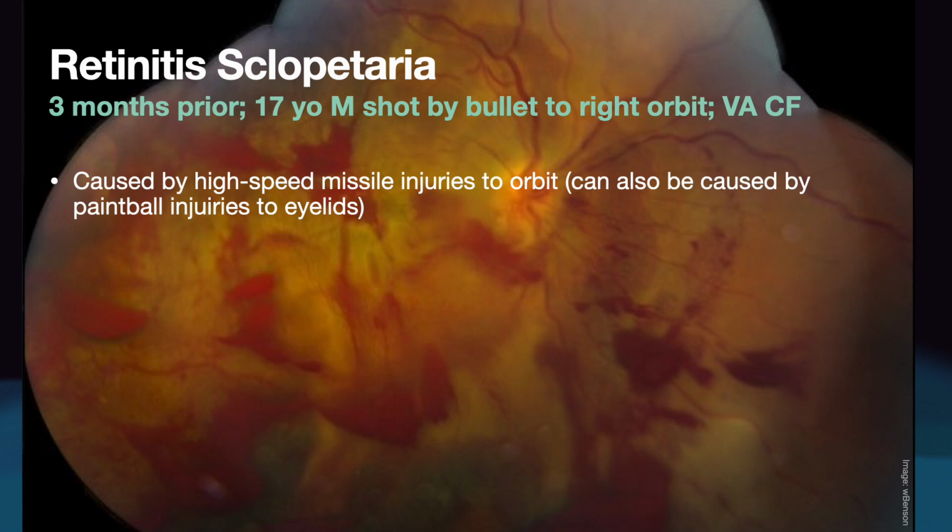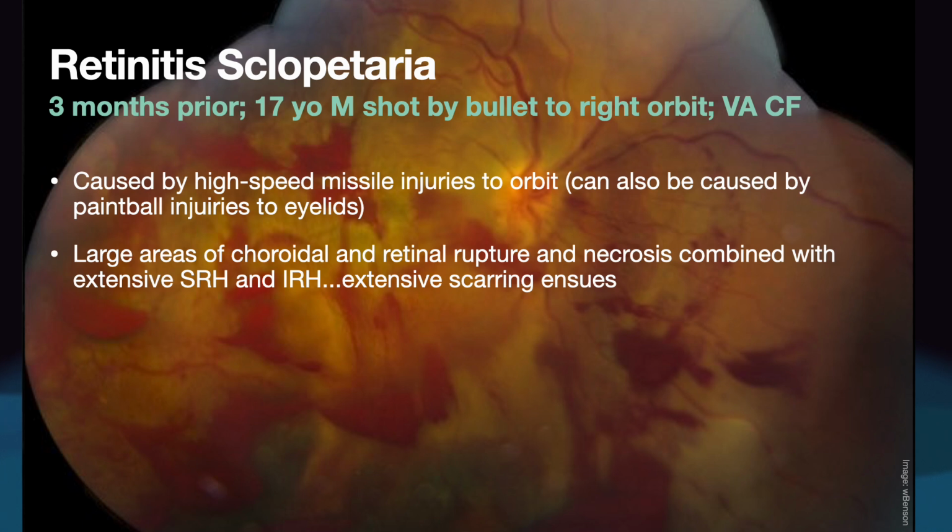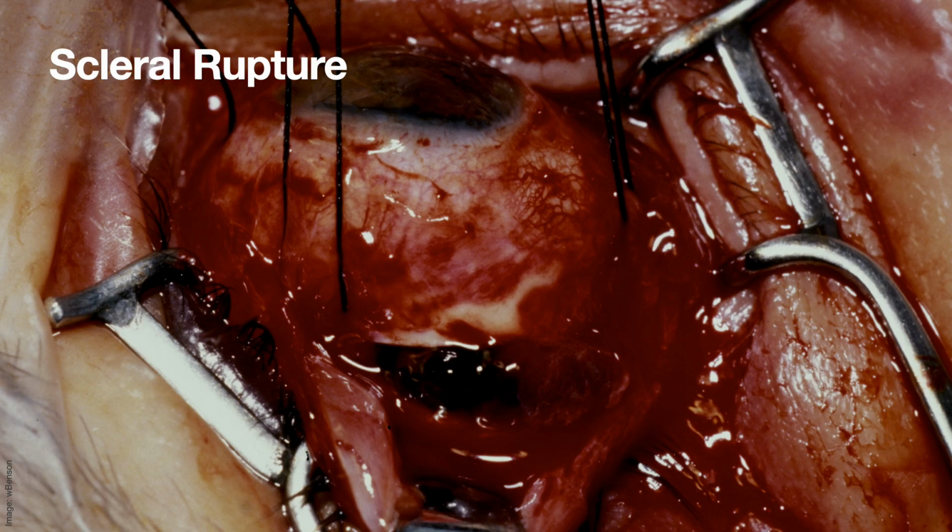So retinitis sclopetaria is caused by high-speed missile injuries, also paintball injuries to the eyelids: choroidal retinal rupture, necrosis, extensive subretinal hemorrhage, intraretinal hemorrhage, and extensive scarring ensues. Secondary RD almost never occurs, so that's good.